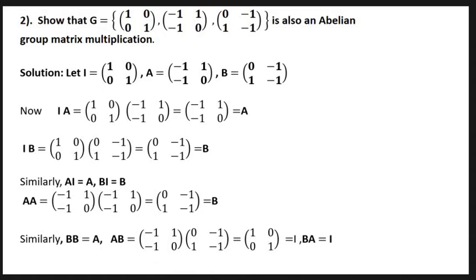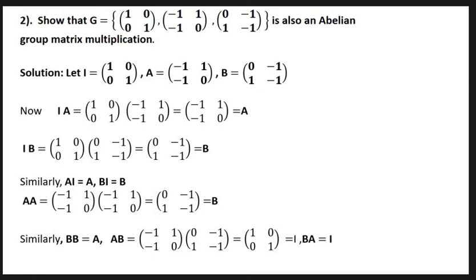AB is equal to [-1 1; -1 0] times [0 -1; 1 -1], which is equal to [1 0; 0 1], which is nothing but the identity matrix. When you multiply AB, we are getting the identity matrix I. Similarly, BA also we get the identity matrix. So AB is equal to I, BA is equal to I, BB is equal to A, AA is equal to B, AI is equal to A, BI is equal to B.